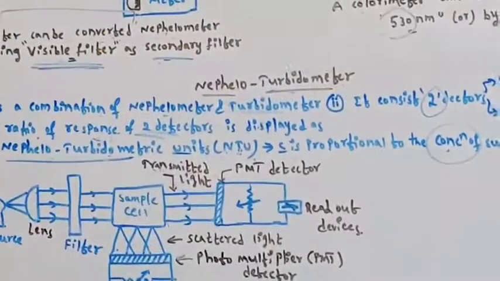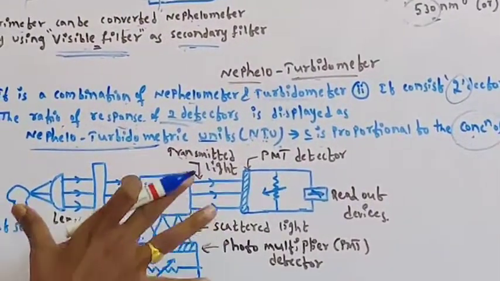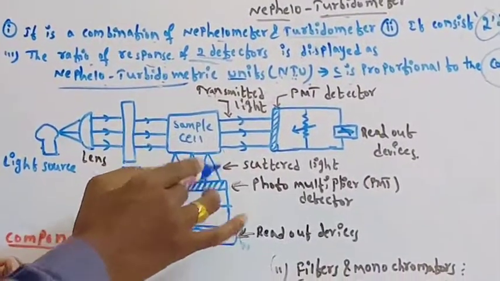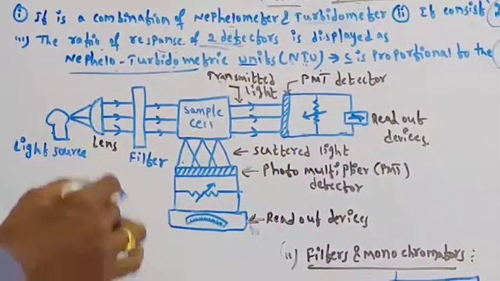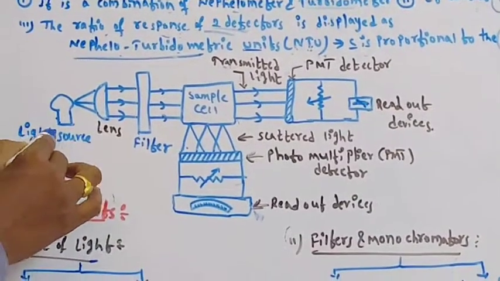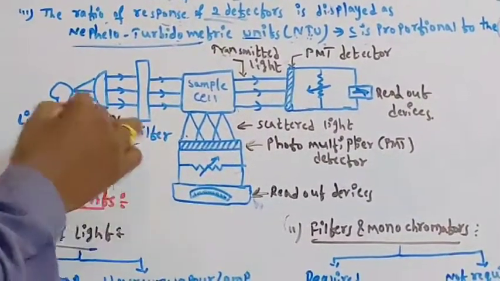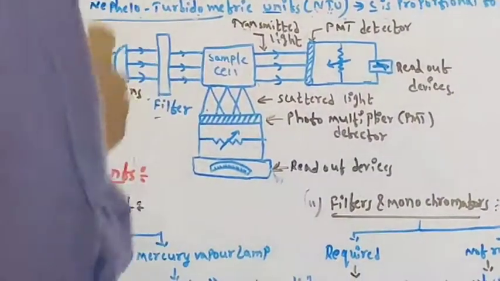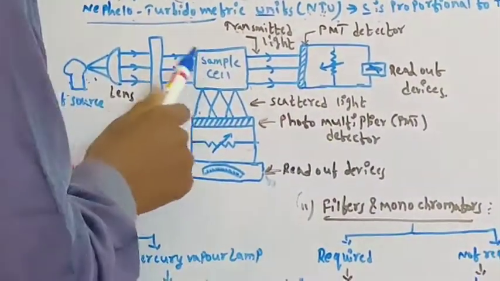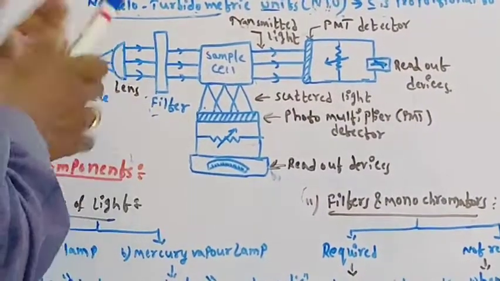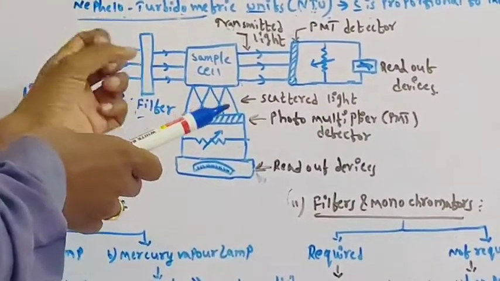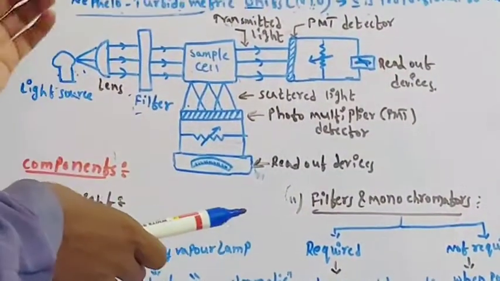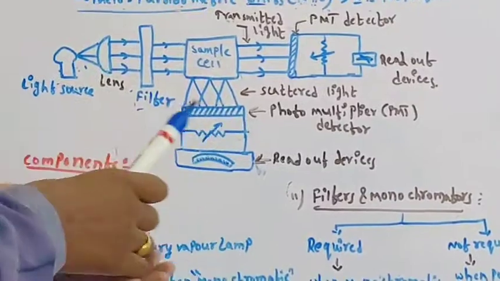This is about the nephelometer and turbidimeter. This is the block diagram of the nephelo-turbidimeter. Here, in the same way, we can measure scattered light as well as transmitted light. Here you can see this is the light source. From the radiation source, radiation will fall onto the filter. From this filter, it absorbs all the unwanted radiation.